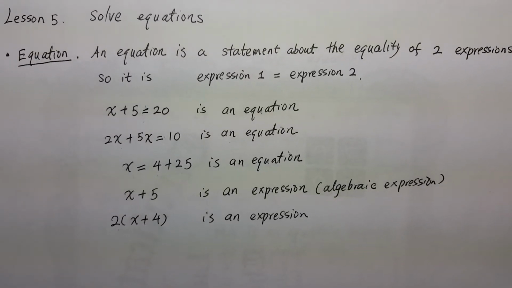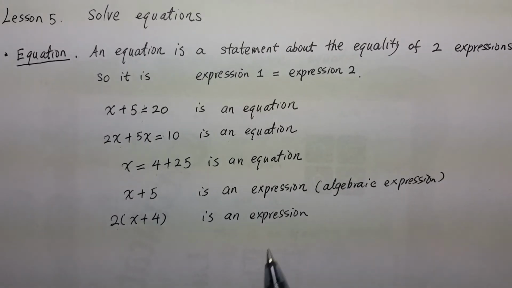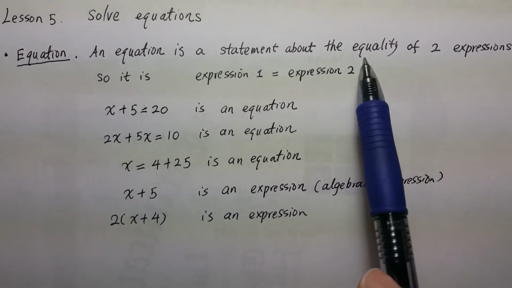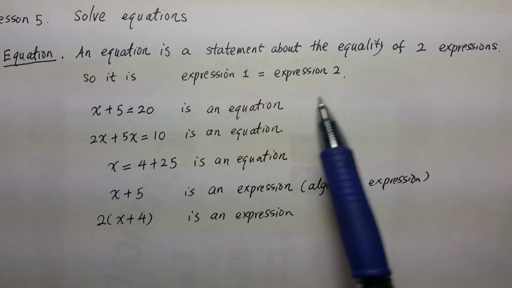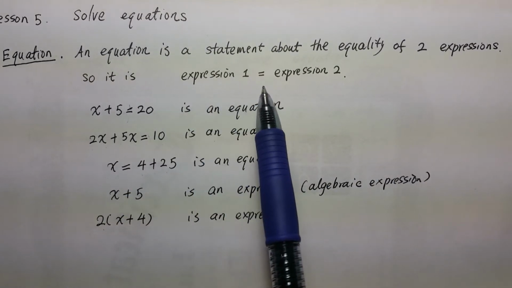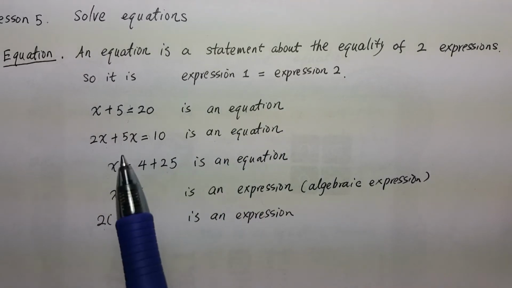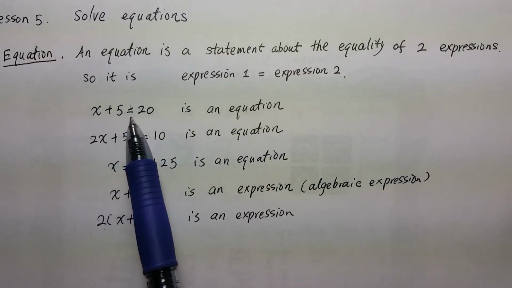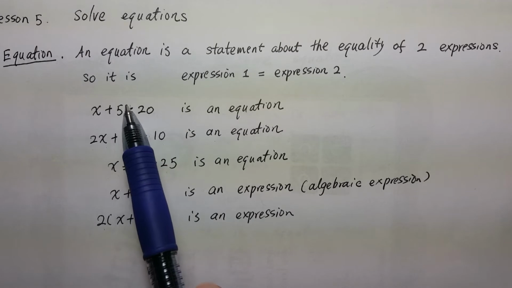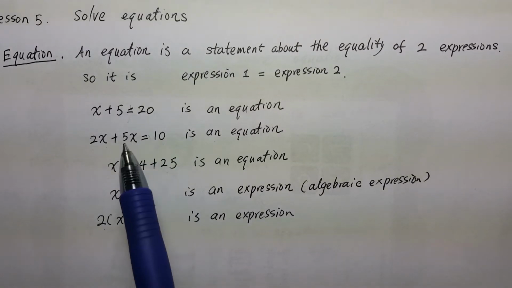Hi, today we are going to begin with lesson number 5, solve equation. An equation is a statement about the equality of two expressions. So it is expression 1 equal to expression 2. There's an equal sign. So x plus 5 equal to 20 is an equation because it has an equal sign.